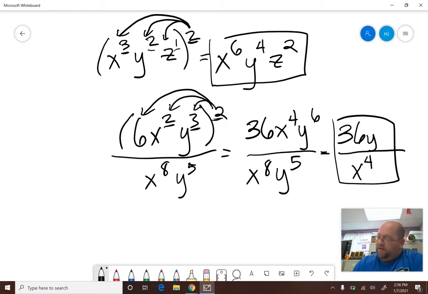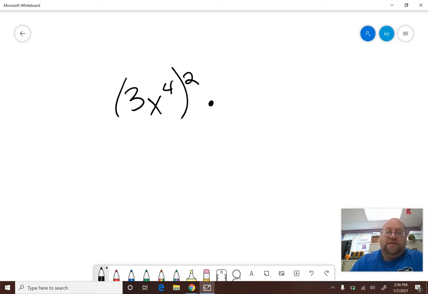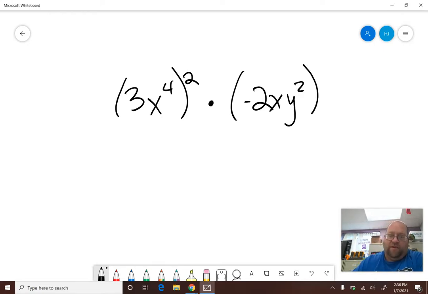All right. One last problem. This is not going to be as hard, I don't think, but it's something we need to look at. So now we have our last problem, which is 3x to the 4th, all of that being squared, times negative 2xy to the 2nd.